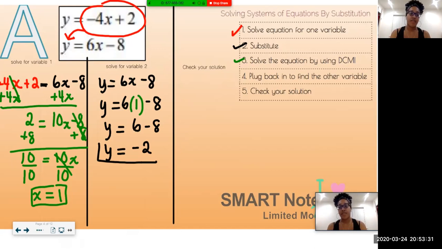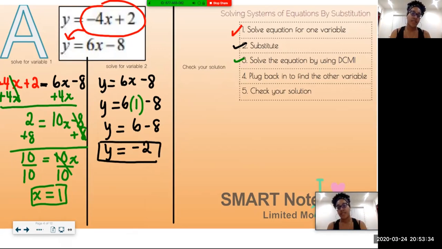So now I just figured out what my x is, and I just figured out what my y is. My last step is to check my solution. So again, I can take either one of these equations and substitute in to see if my x and my y value makes sense. So I'm going to use the first one. You could use whichever one you please. I'm using the first one just because.